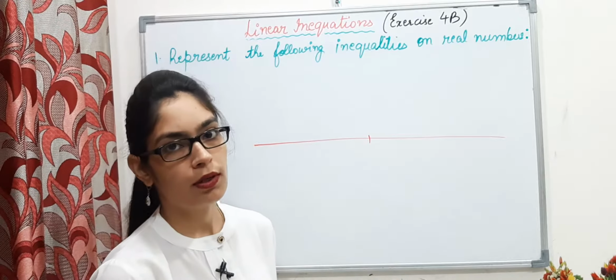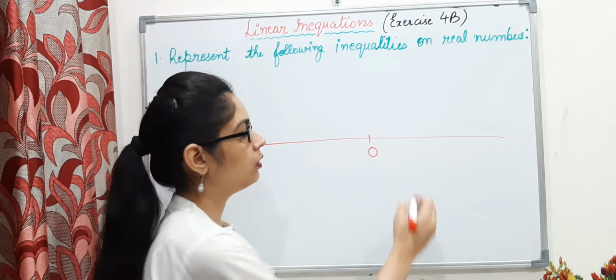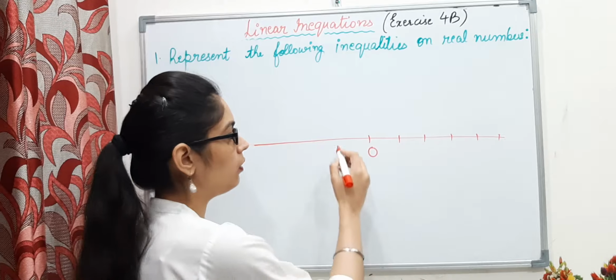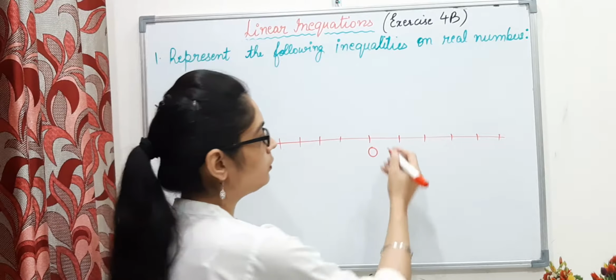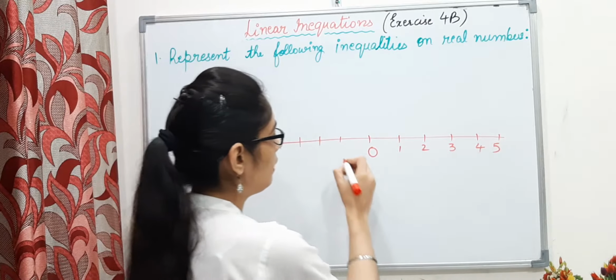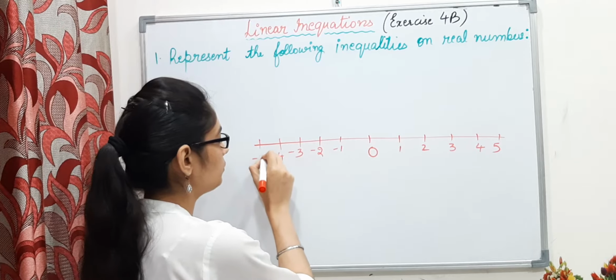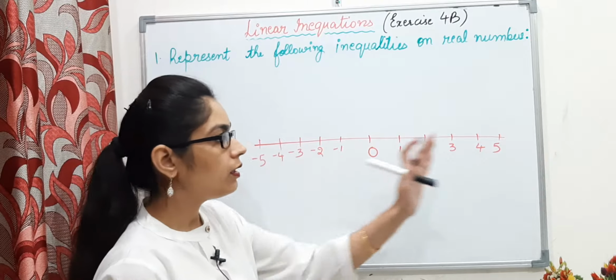So, how do we draw a number line? The center of the number line is 0. On one side of the number line, positive integers are there, and on the other side, negative integers are there. Positive integers are on the right side and negative integers on the left side. Only this much we have to write while drawing a number line.